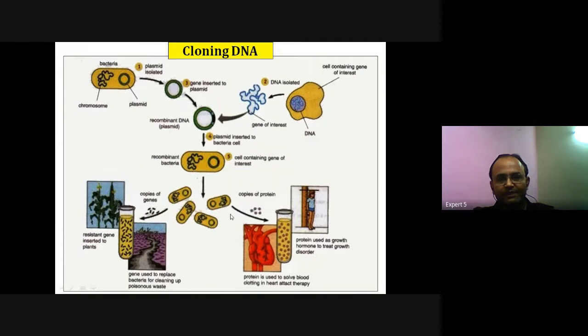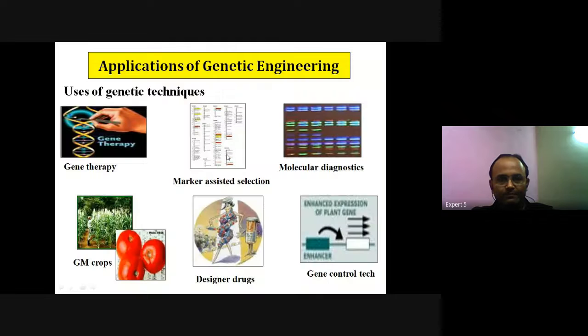If we desire a specific protein, then we use an expression vector in which the particular gene of interest is ligated, and in host cells it is expressed, because the expression vector contains promoter sequences and ribosome binding sites, and these genes express the specific proteins. These may be proteins used as growth hormones, or proteins used to remove blood clots. This is the purpose of DNA cloning.